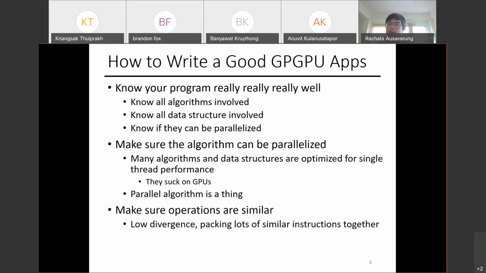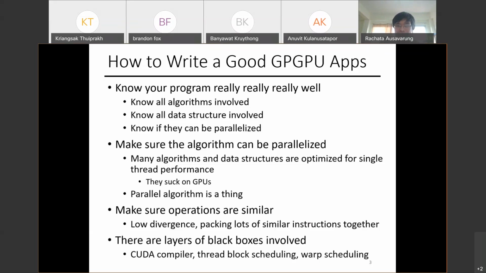One more thing I want to make sure you're aware of is that with the GPU, the program counter points to the same instruction for multiple operations. So the basic operations have to be similar: low branch divergence, low memory divergence, and a lot of similar instructions packed together, right? And to be honest, these map really well with a lot of applications you have nowadays.